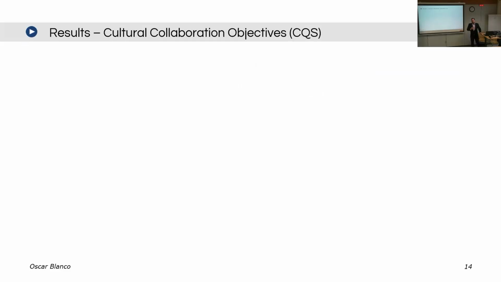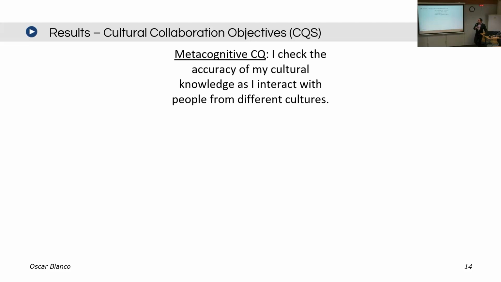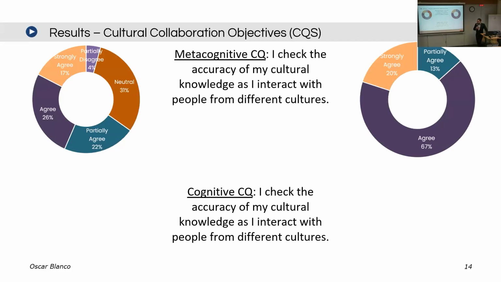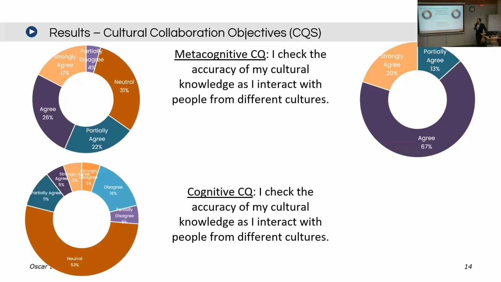Because this was an international collaboration, alongside the fact that this faculty is international, there was a lot of intercultural and cross-cultural collaboration. There's a couple of different measures of cultural intelligence that we used. When it came to metacognition, represented by "I check the accuracy of my cultural knowledge as I interact with people from different cultures," we saw a relatively wide spread of different comfort levels before participating, but afterwards, the majority agreed or strongly agreed.